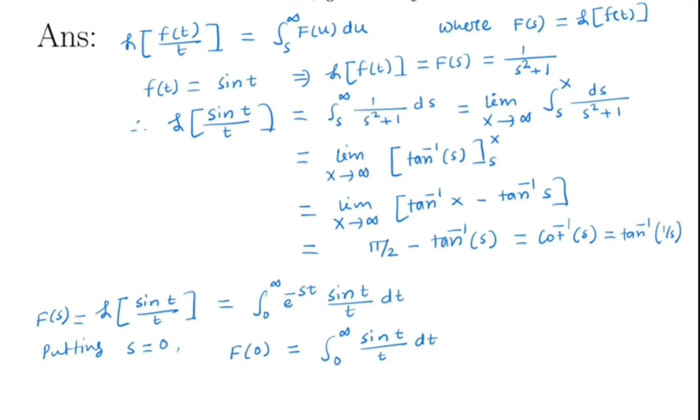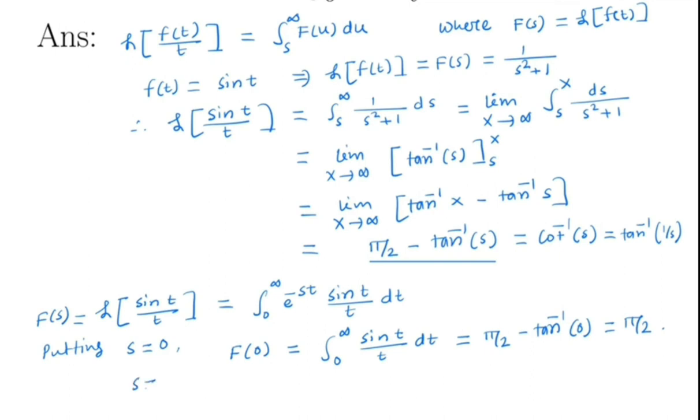Now here we have F(s) equal to pi by 2 minus tan inverse s. So here we put s equal to 0, so it will be pi by 2 minus tan inverse 0. And we know that tan inverse 0 is 0, so it is nothing but pi by 2. So we are done with the first one.